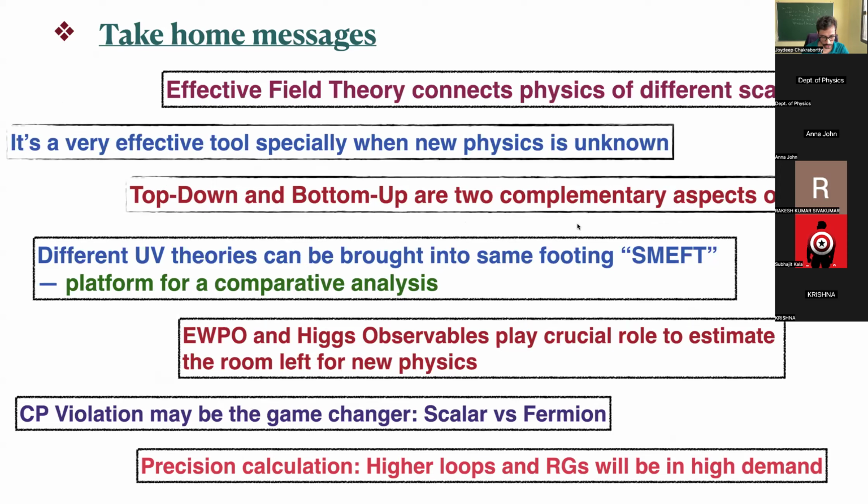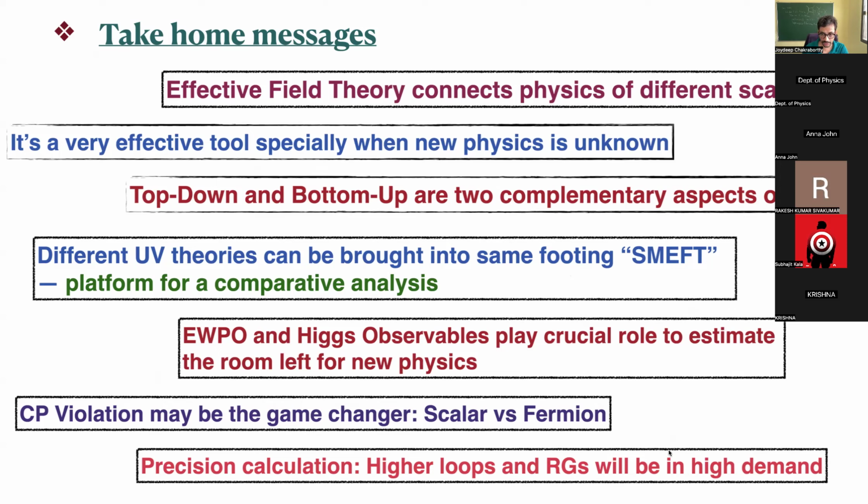We should be able to use it in a more efficient way if we take on board both methods. The defined UV theories can be brought onto the same footing in what is called the standard effective field theory, where we can perform a comparative analysis among these different kinds of theories. And we have seen that if we use the electroweak observables and the Higgs observables, that will be helpful to understand the status of these theoretical prescriptions that are floating around.